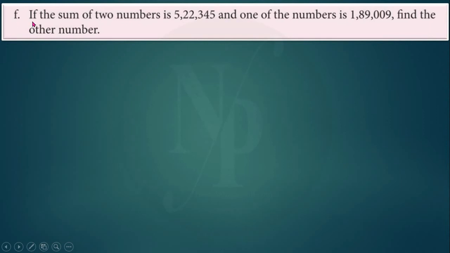F. If the sum of two numbers is 5,22,345 and one of the numbers is 1,89,009, find the other number. Here the sum of two numbers is given. Also one of those two numbers is given. We have to find the other number. Come on, let's find.